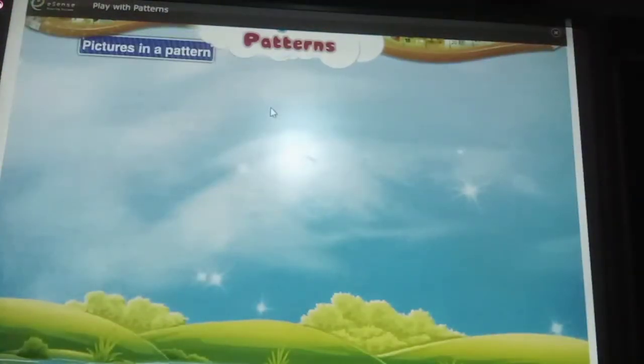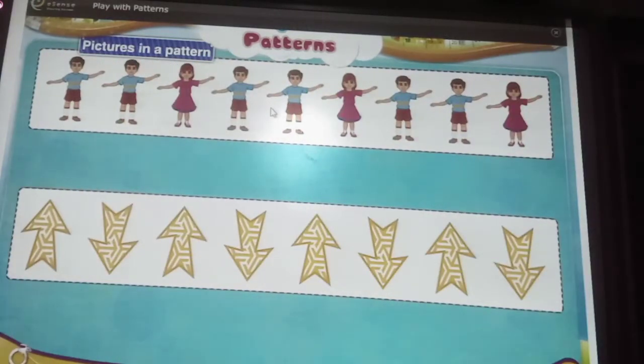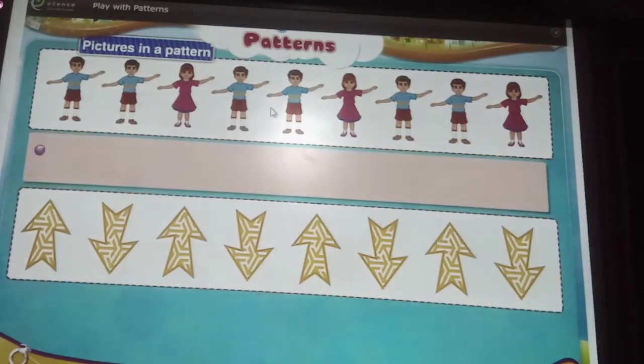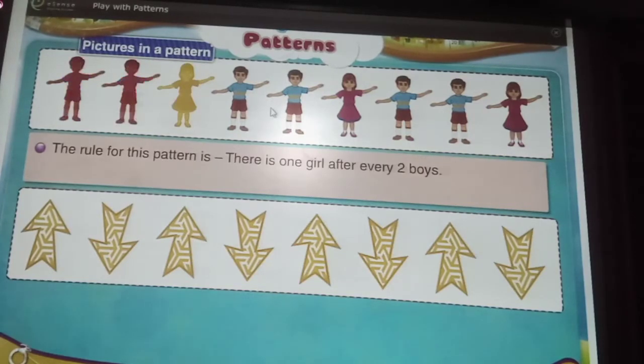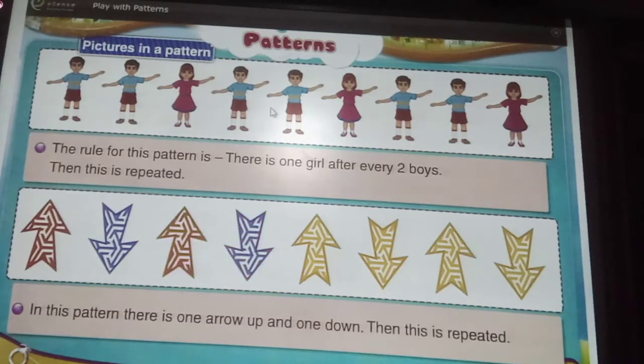Pictures in a pattern. Here some patterns of pictures are made. For every pattern, a rule is used. The rule for this pattern is, there is one girl after every 2 boys. Then this is repeated. In this pattern, there is one arrow up and one down. Then this is repeated.